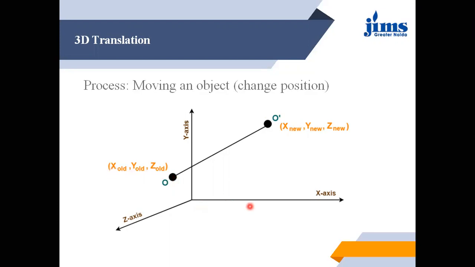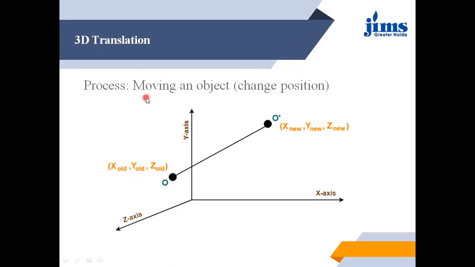or I can write x1, y1, z1. Here I wrote x old: the distance of the object on the x-axis, the distance of the object on the y-axis, and the distance of the object on the z-axis. So the coordinates of this object O are x old, y old, and z old.